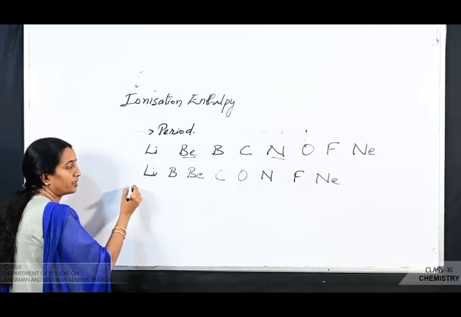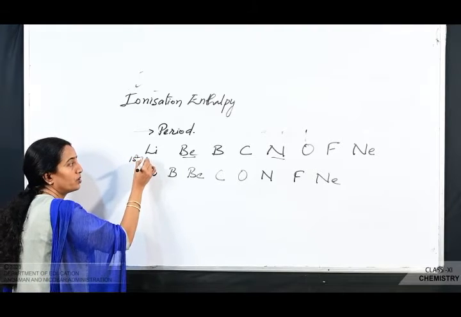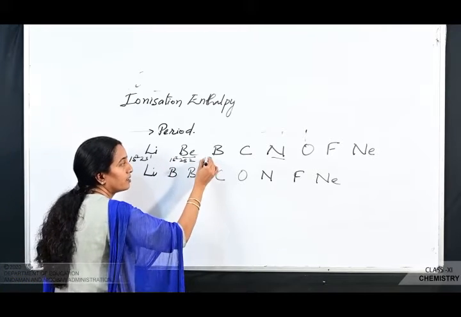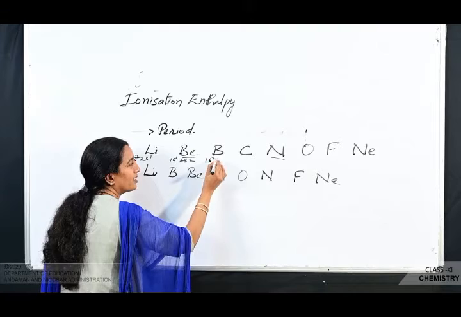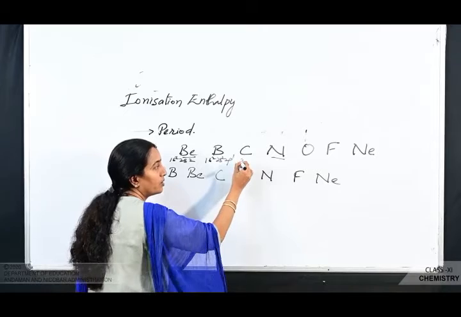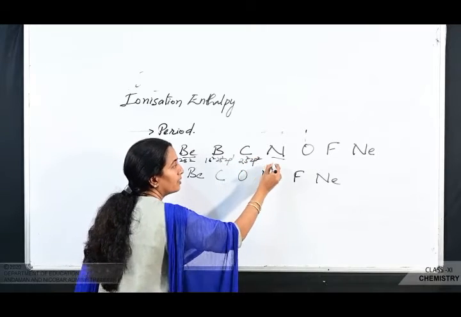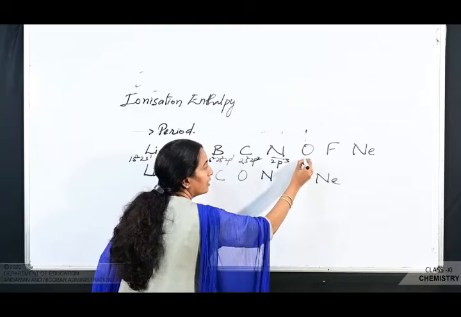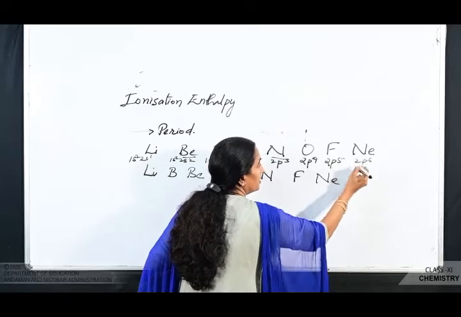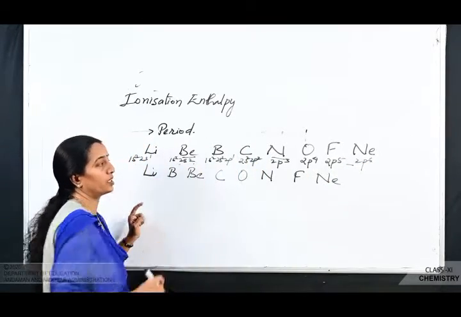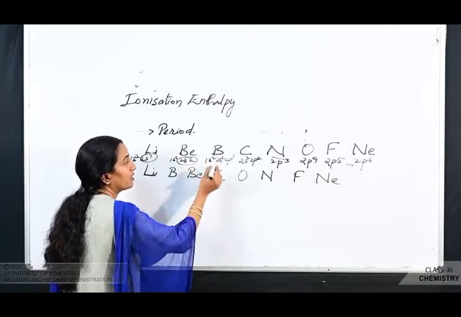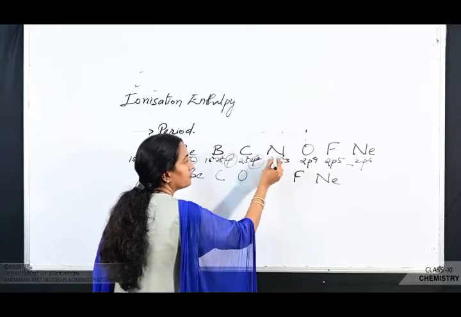Now let's see the electronic configurations: lithium is 1s2, 2s1. Here it is 1s2, 2s2. Then 2s2, 2p1. Here it will be 2s2, 2p2. Here 2p3. Here 2p4. Here 2p5, and here 2p6, completely filled. The next one will be the same as this one. So what you are observing here, you have to look at the outermost. Observe this one.